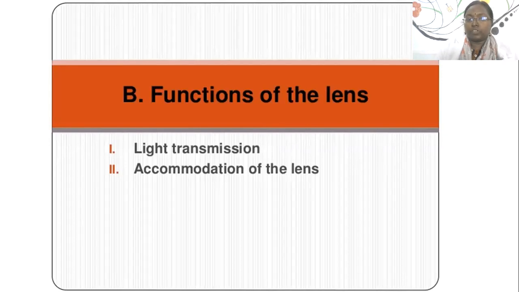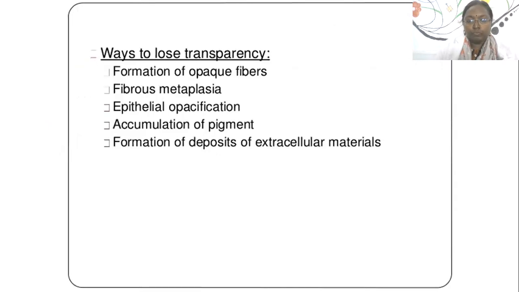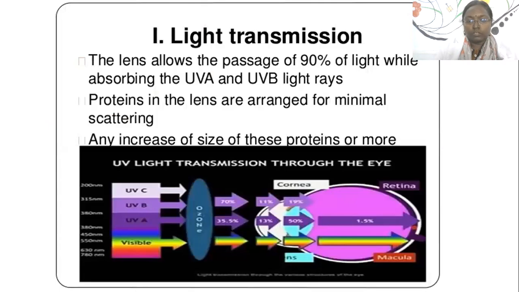Function of lens. Function of lens includes light transmission and accommodation of lens. Light transmission: the lens allows passage of 90% of light while absorbing UVA and UVB light rays. The proteins in the lens are arranged for minimal scattering. Any increase in size of this protein or more will cause coagulation of this protein, which will cause cataract.